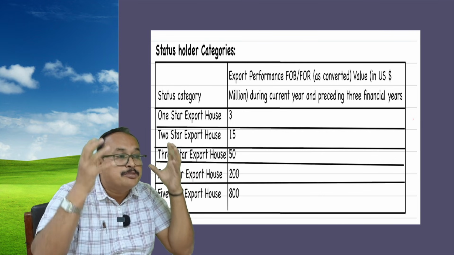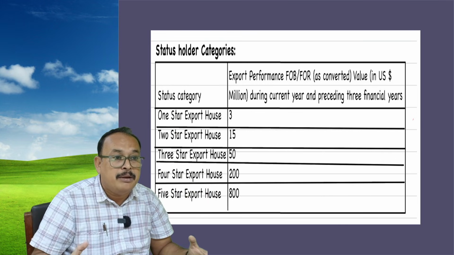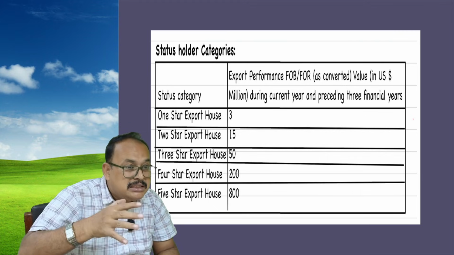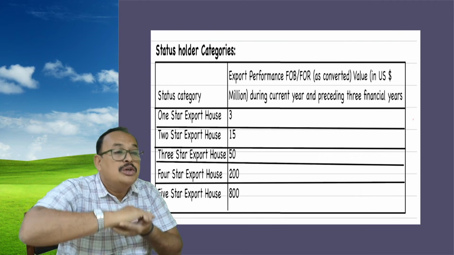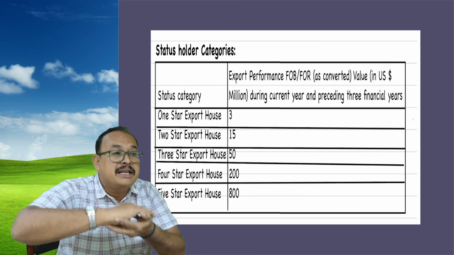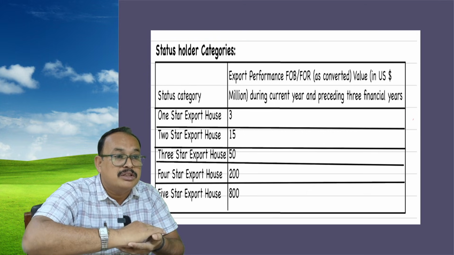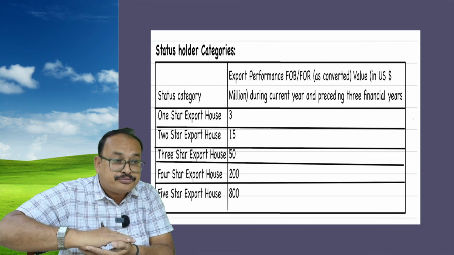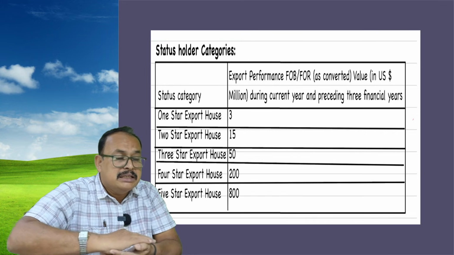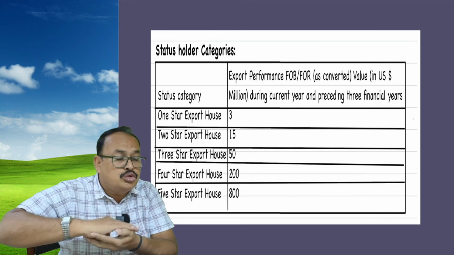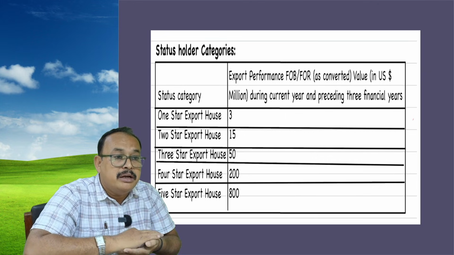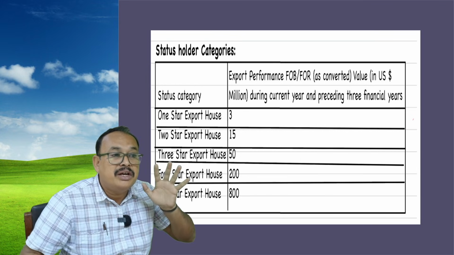Who are the star exporters? What is the criteria for them? The export turnover of the past 3 years plus the current year as of now. If it is $3 million and above, 1-star. $15 million and above, 2-star. $50 million and above, 3-star. $200 million and above, 4-star. $800 million and above, it is 5-star export house.